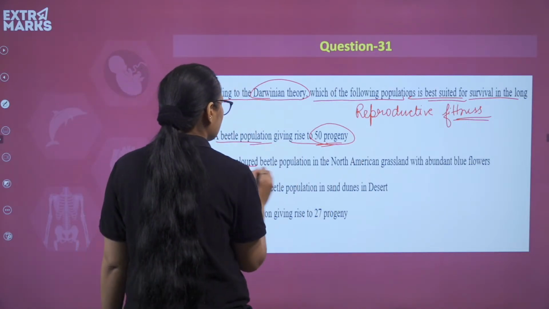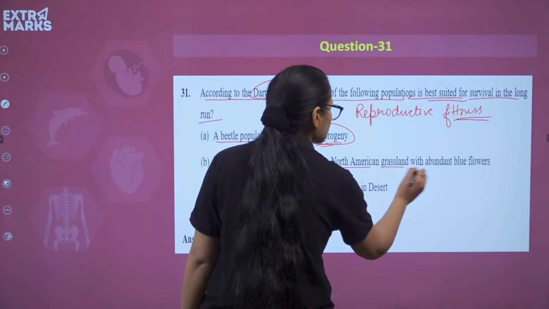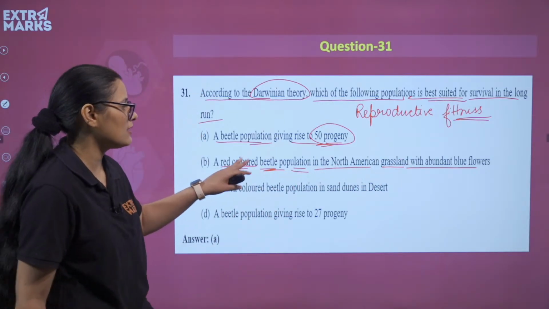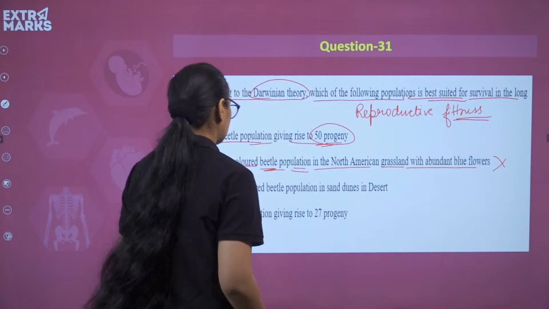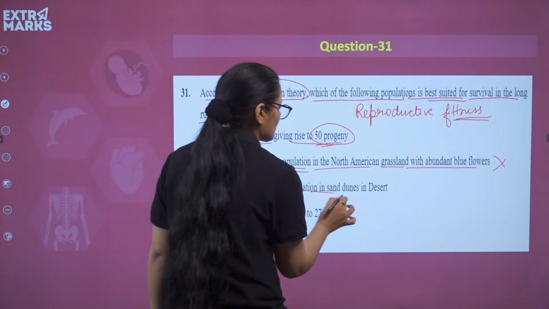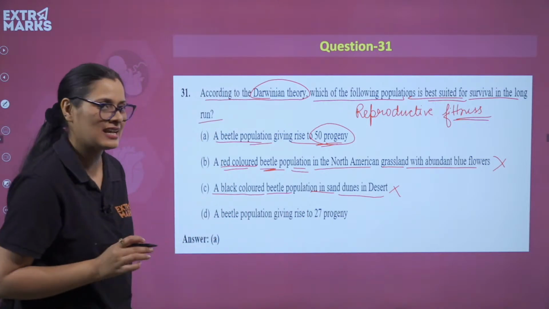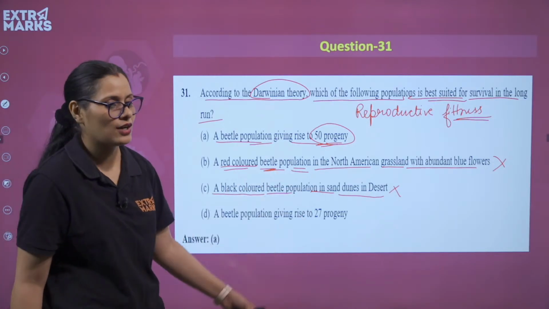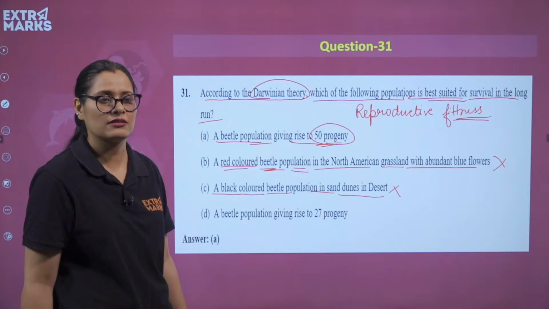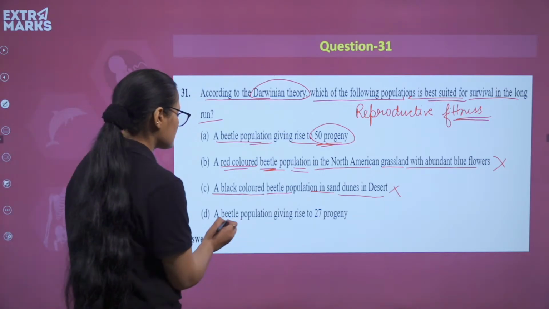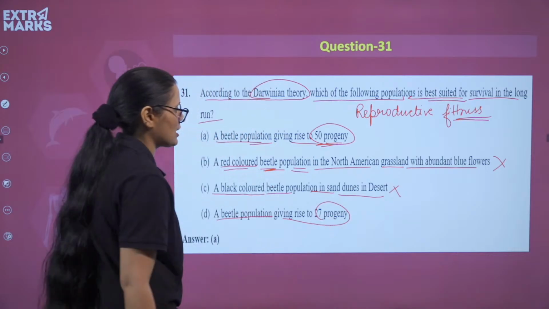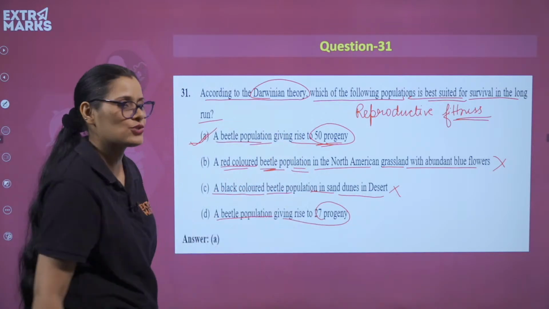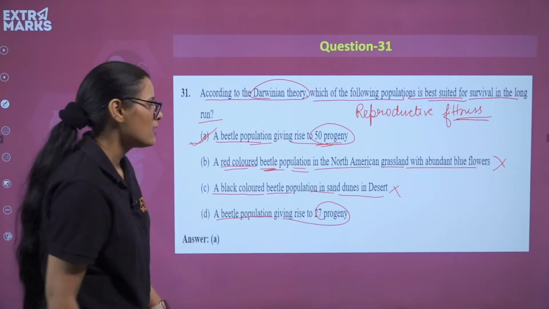Second is a red colored beetle population in North American grassland with abundant blue flowers. The abundance is of blue flowers, but we are stating red colored beetle, so this is absolutely incorrect. Then a black colored beetle population in sand dunes desert is incorrect because there would be more chances of getting predated. They will not produce more and more, they will not survive in that habitat and would be eliminated. And the last is a beetle population giving rise to 27 progeny. It's down to 50 and 27. We know 50 is more, so whosoever is producing more progeny would be selected as per Darwinian theory. So the answer is option A.